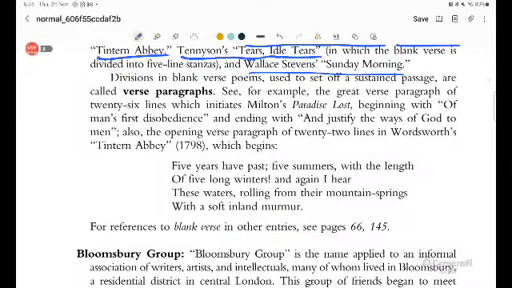Divisions in blank verse poems used to set off a sustained passage are called verse paragraphs. See, for example, the great verse paragraph of 26 lines which initiates Milton's Paradise Lost, beginning with "Of man's first disobedience" and ending with "and justify the ways of God to men." Also, the opening verse paragraph of 22 lines in Wordsworth's Tintern Abbey, which begins, "Five years have passed; five summers, with the length of five long winters! And again I hear these waters, rolling from their mountain springs with a soft inland murmur."